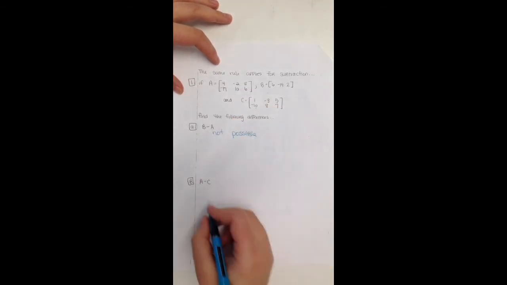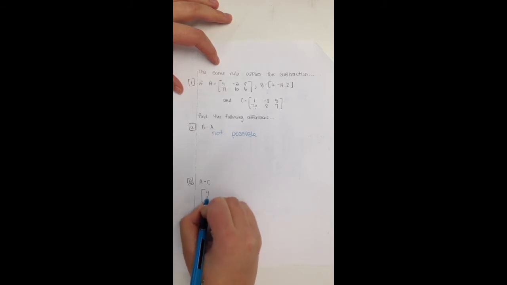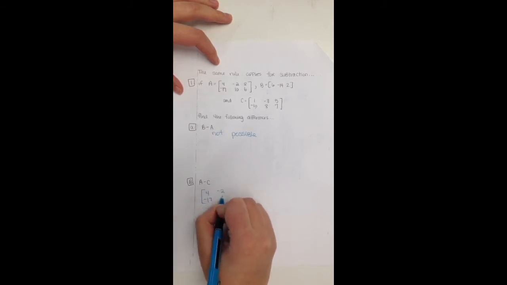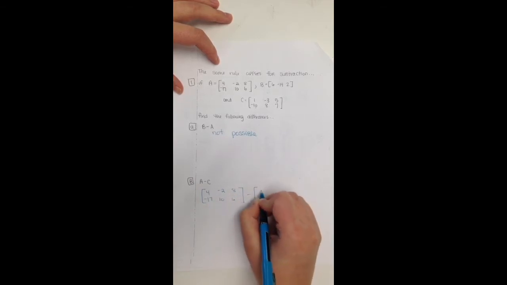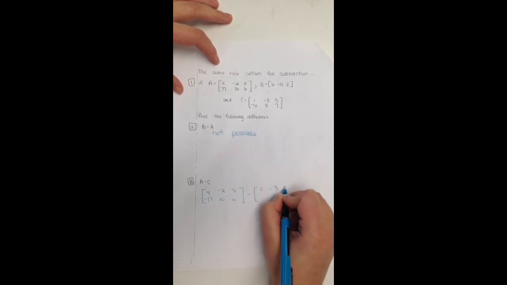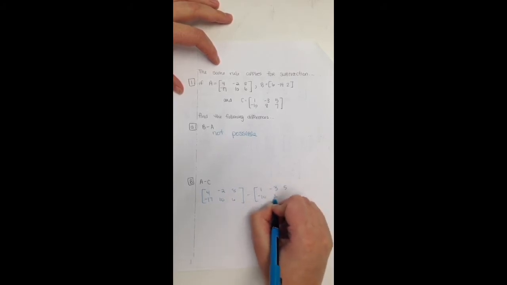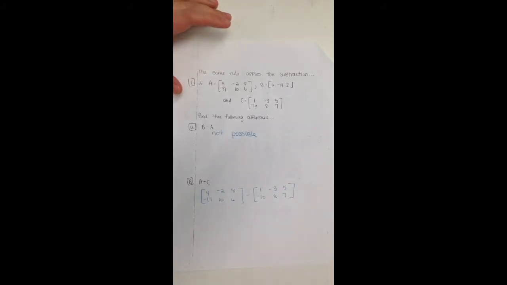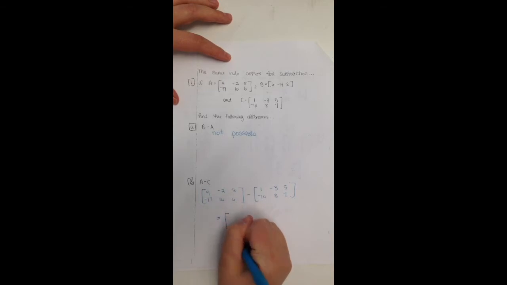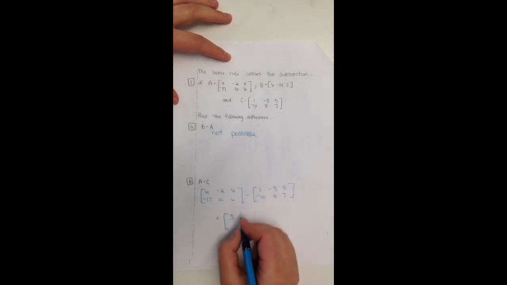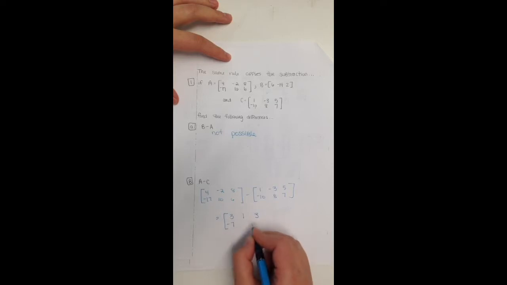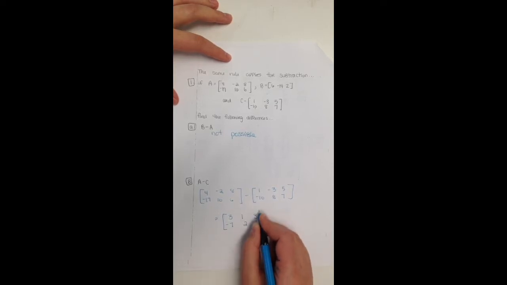But I know that A and C do, so I have 4, negative 17, negative 2, 10, 8, and 6, minus 1, negative 3, 5, 10, 8, and 7. They're 2 by 3, so I'm going to get a 2 by 3 back out. 4 minus 1 is 3. 2 minus a negative is the same thing as plus a positive, so I get positive 1, 3, negative 7, 2, negative 1.